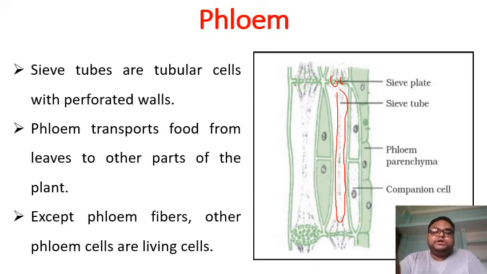The sieve tubes are the tubular cells with the perforated wall, so that there is a connection with the lower cell and the upper cell. Okay, right? So the phloem transports the food from the leaf to the other parts of the plant. We know that in plant leaves there is chlorophyll, and what does chlorophyll do? Chlorophyll aids in photosynthesis, and photosynthesis is the making of food. The plant makes its food by using a process, and that process is called photosynthesis, right?